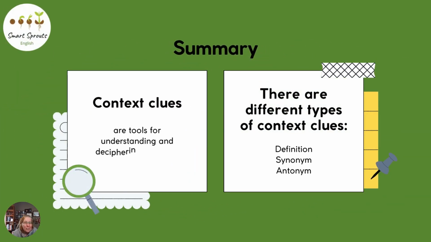So context clues are tools for understanding and deciphering unknown words while you're reading. It's much faster to use context clues than it is to use a dictionary to look up words. So if your child can learn how to use definition, synonym, and antonym context clues, they will be a stronger reader and they will be more successful on their English exams.